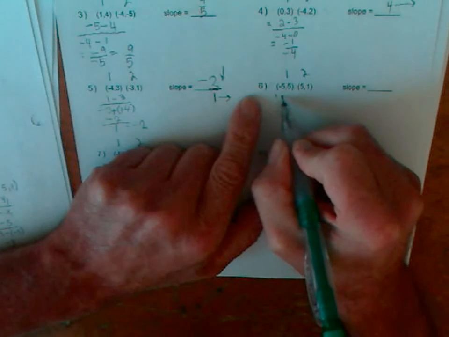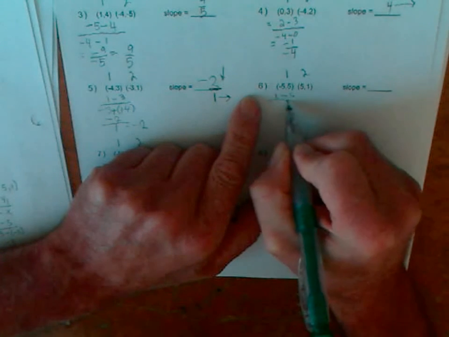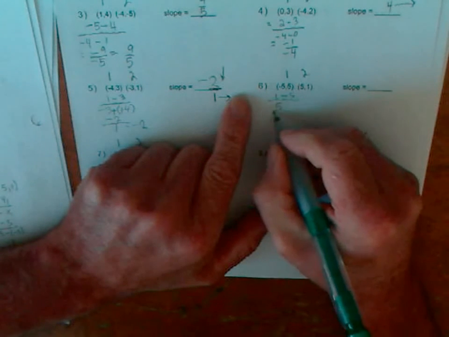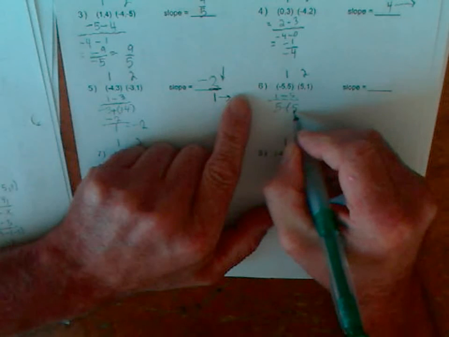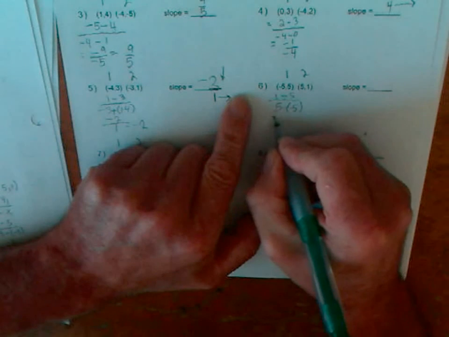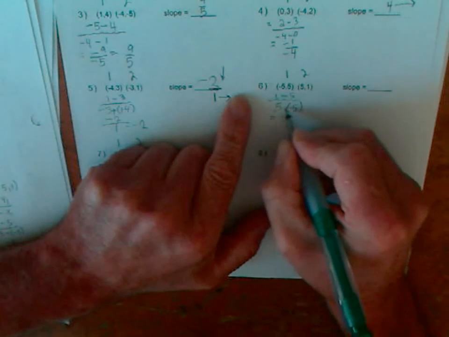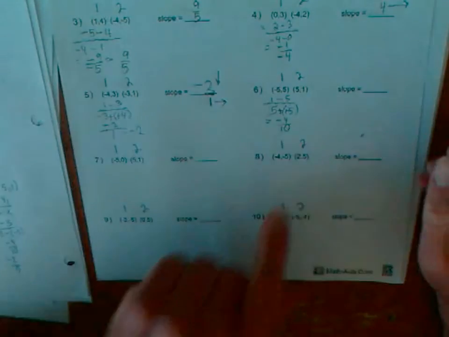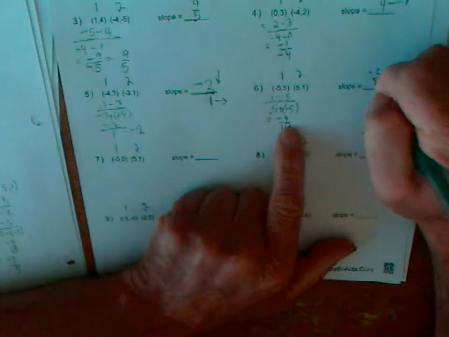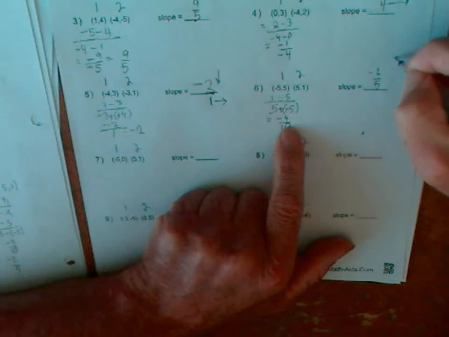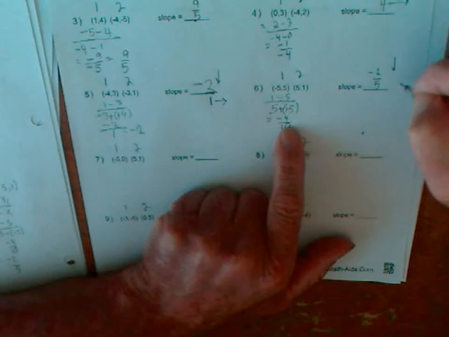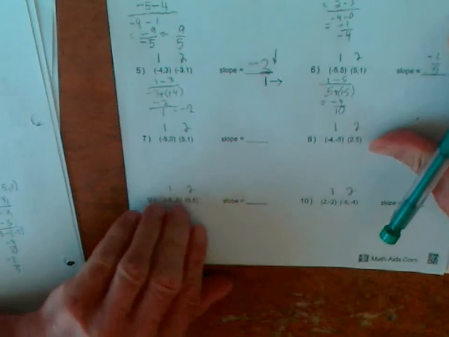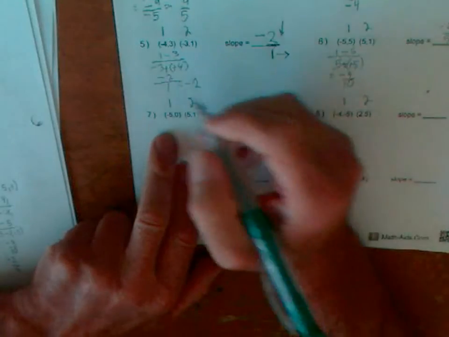y2, 1 minus 5. That's going to be all over 5 minus negative 5. So we're going to get negative 4 over 10, which is going to give us, reducing this, negative 2 over 5. So fall 2, run 5. And our next one here.